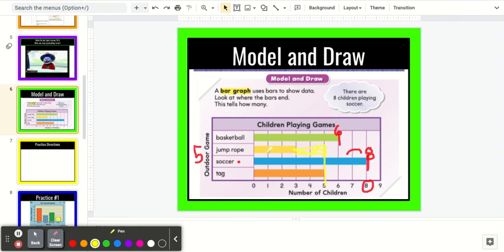So when you're making your graph, you have to decide on the title of the graph. You have to decide on the category or what it is you want to graph. And you have to make sure you include a scale.